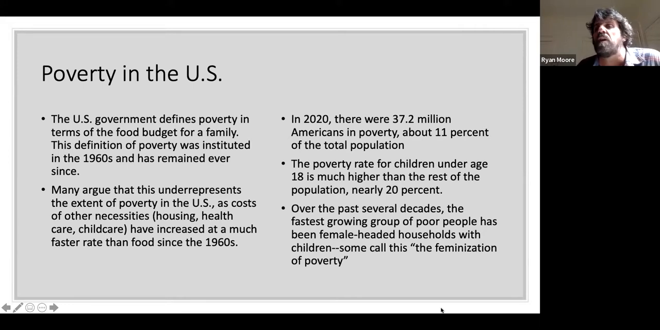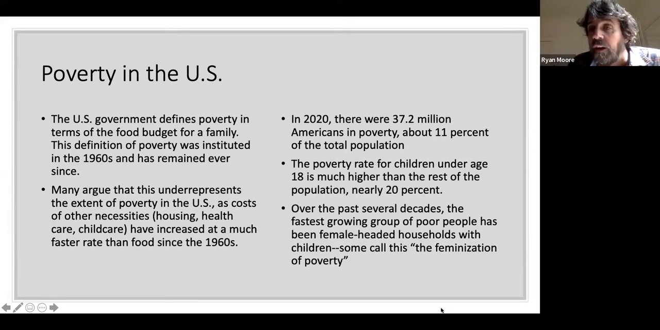A more comprehensive definition would also connect it to the price of housing and the price of healthcare and those kinds of costs for basic necessities. But if we did that, we'd have millions more people who are considered poor in this country, who are not currently considered poor.